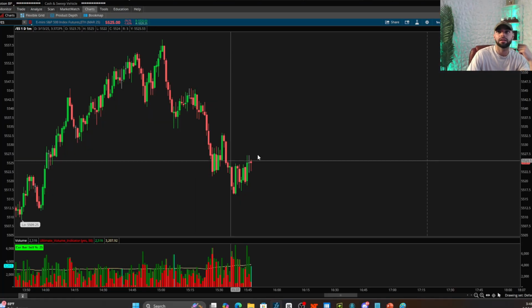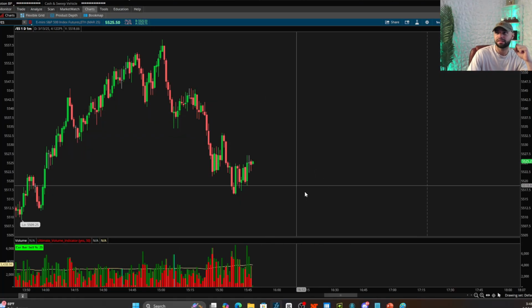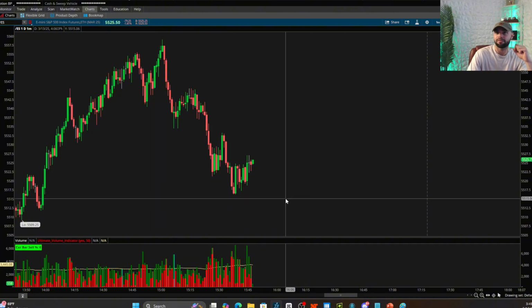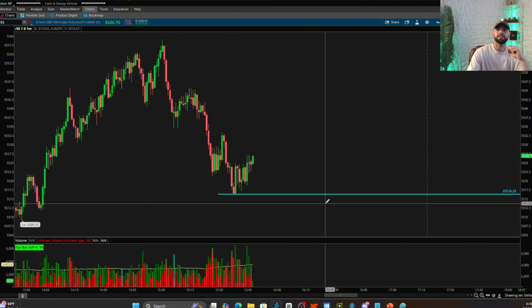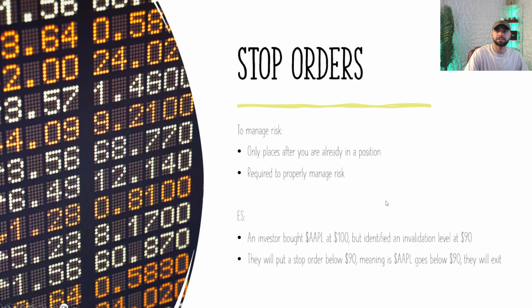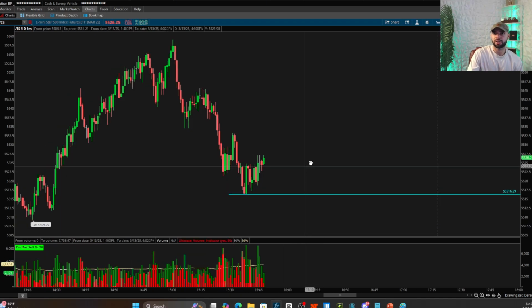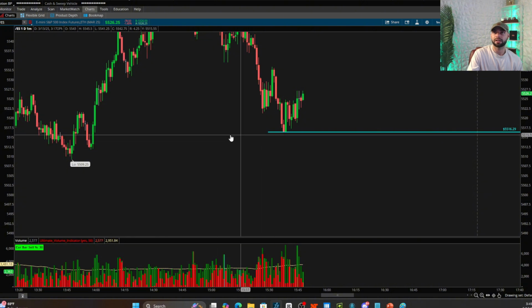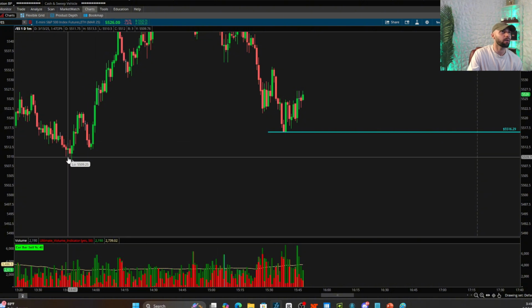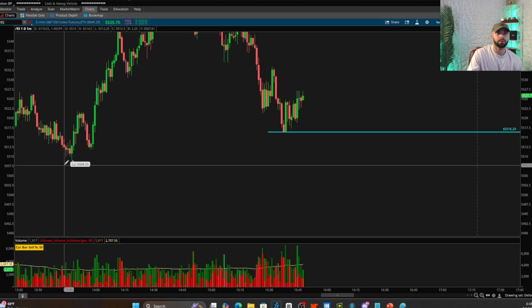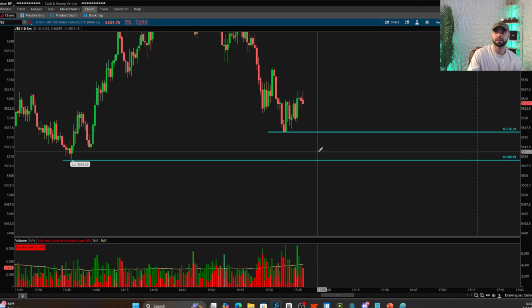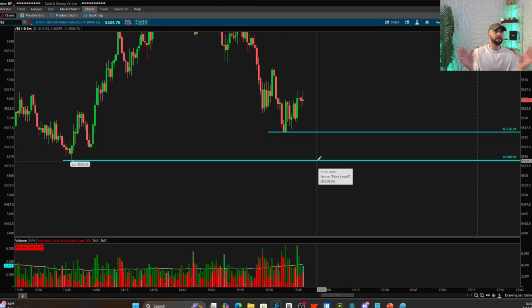Another example: if I want to buy ES right now, but it's too expensive, and I only want to buy at 5516, I'll put a limit order right here, and when price hits that, it'll fill me. Easy, guys. Stop orders are used to manage risk. They're basically limit orders, and they only work if I'm already in a position. So let's say I'm long right here at this price point, and if price falls beneath 5509, I want to get out, take my losses, and run away. So I'll put a stop order right here. If price goes beneath this, it's going to stop me out and I'll get out of the position.